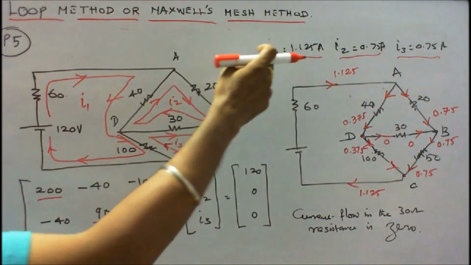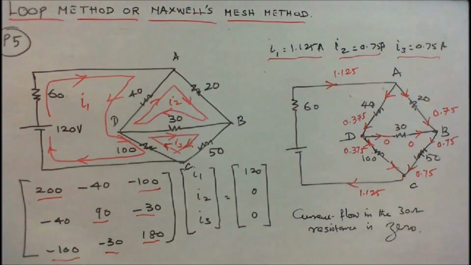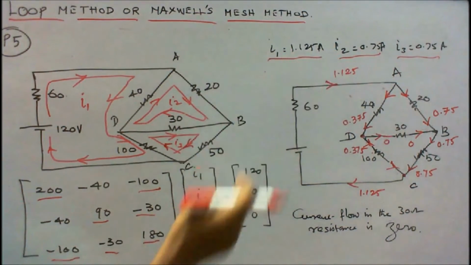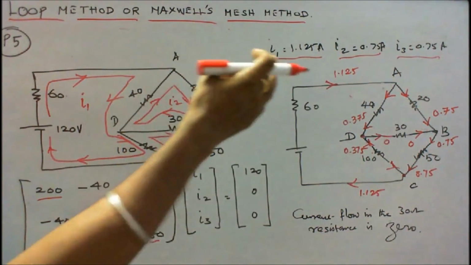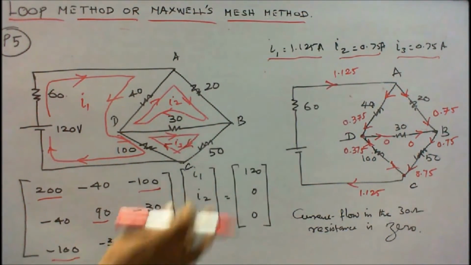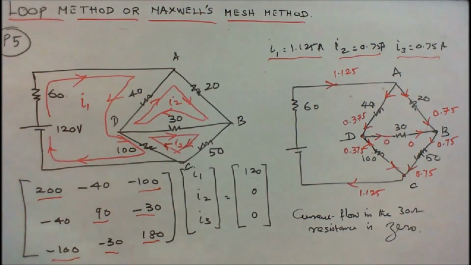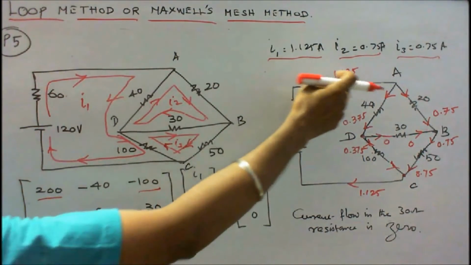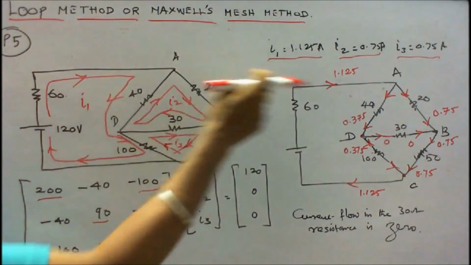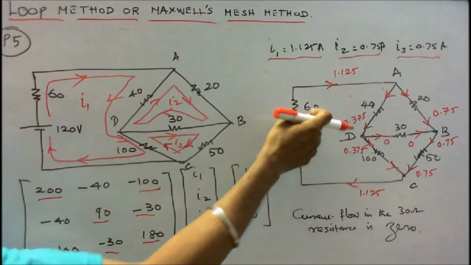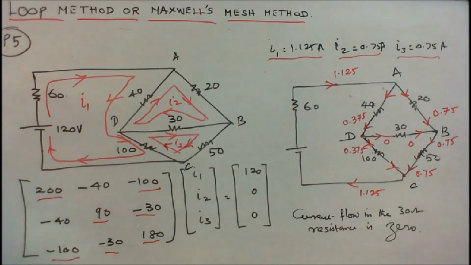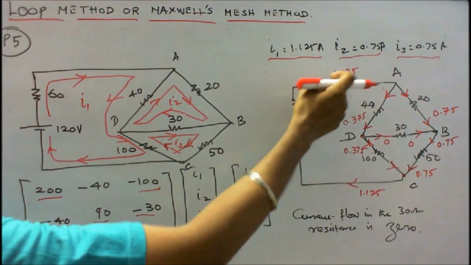I1 is equal to 1.125 amps. I2 is equal to 0.75 amps. I3 is equal to 0.75 amps. I redraw the diagram to verify Kirchhoff's current law. I1 is equal to 1.125. This is the current flowing in the 60 ohm resistor. The current in the branch AC is equal to 1.125.